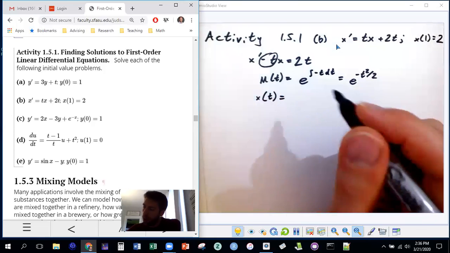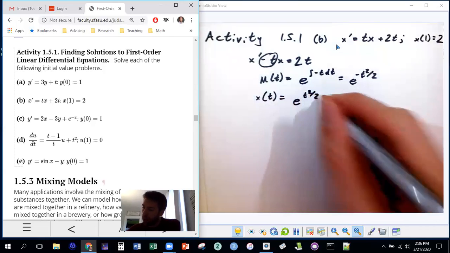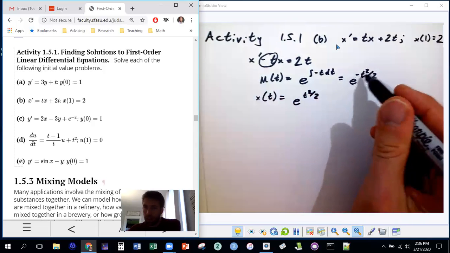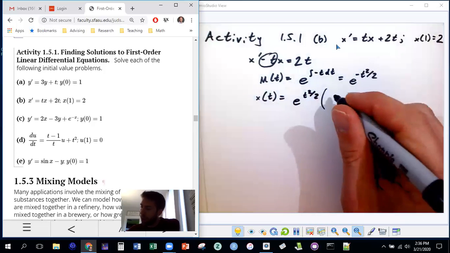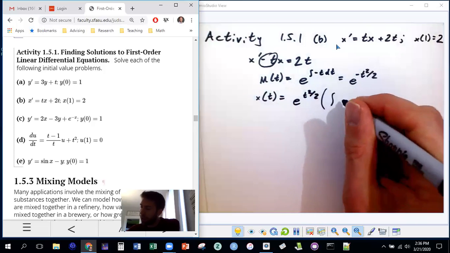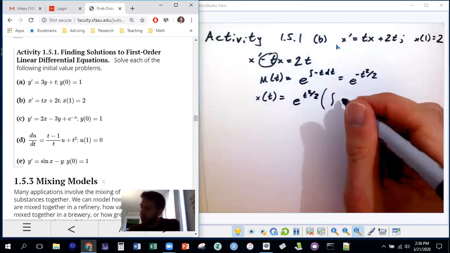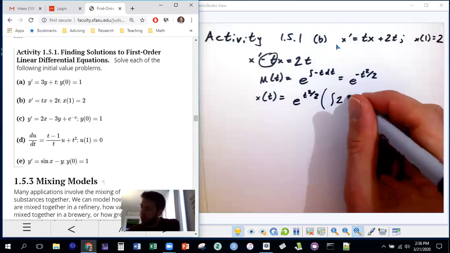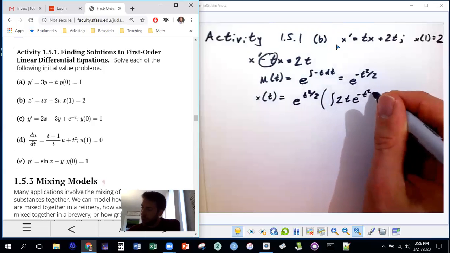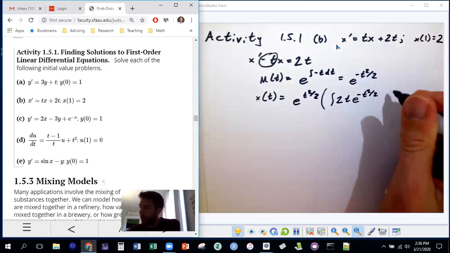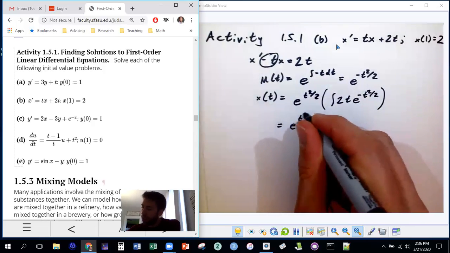is equal to 1 over this, which would just be e to the t squared over 2, because 1 over makes the negative exponent positive, times the integral, so parentheses, integral of this times the 2t. So the 2t first, 2t times e to the negative t squared over 2. And plus c, but that'll come out with the integral anyway. Equals e to the t squared over 2.